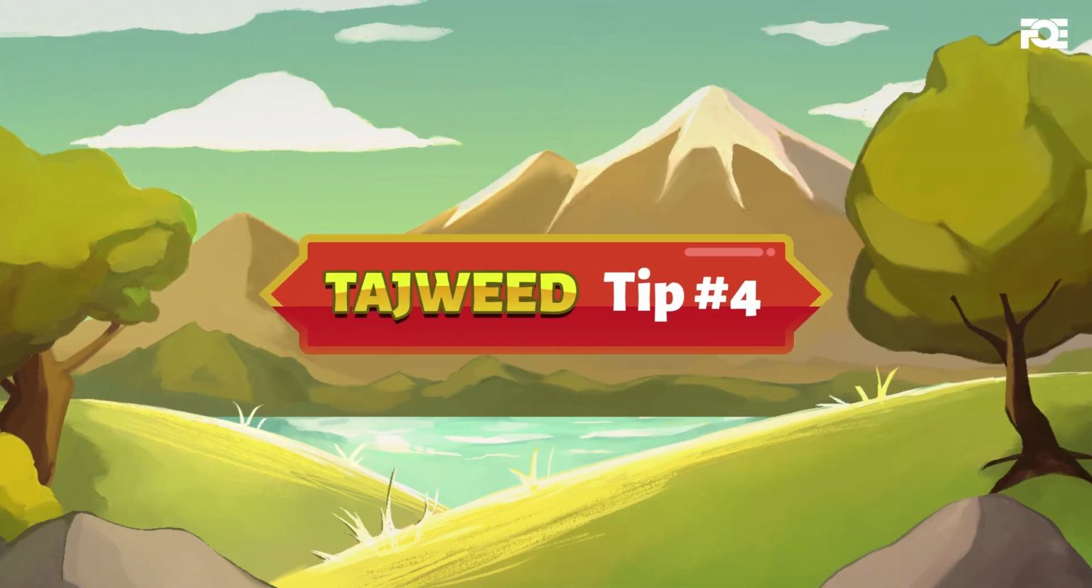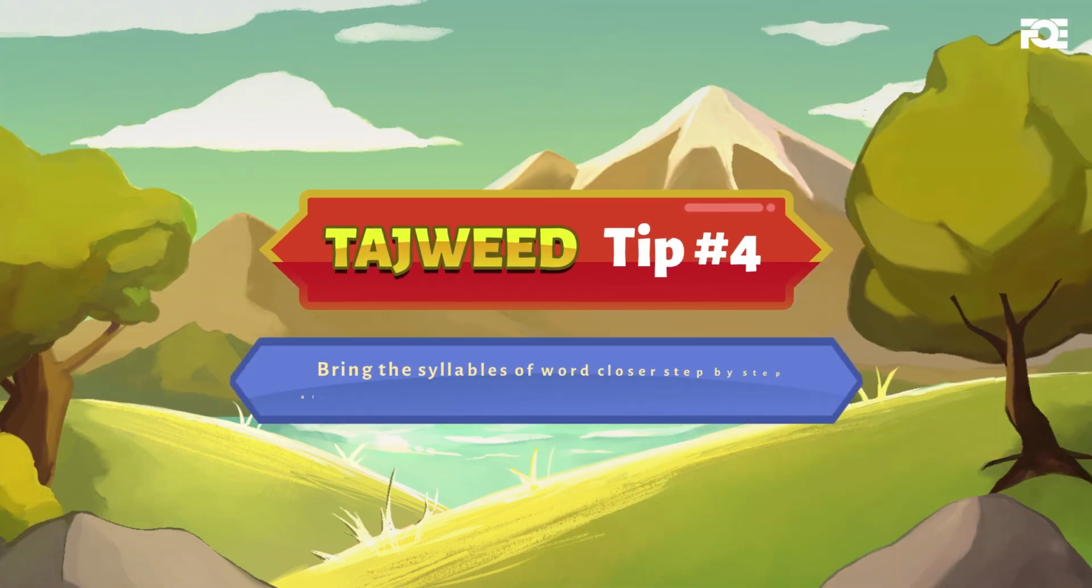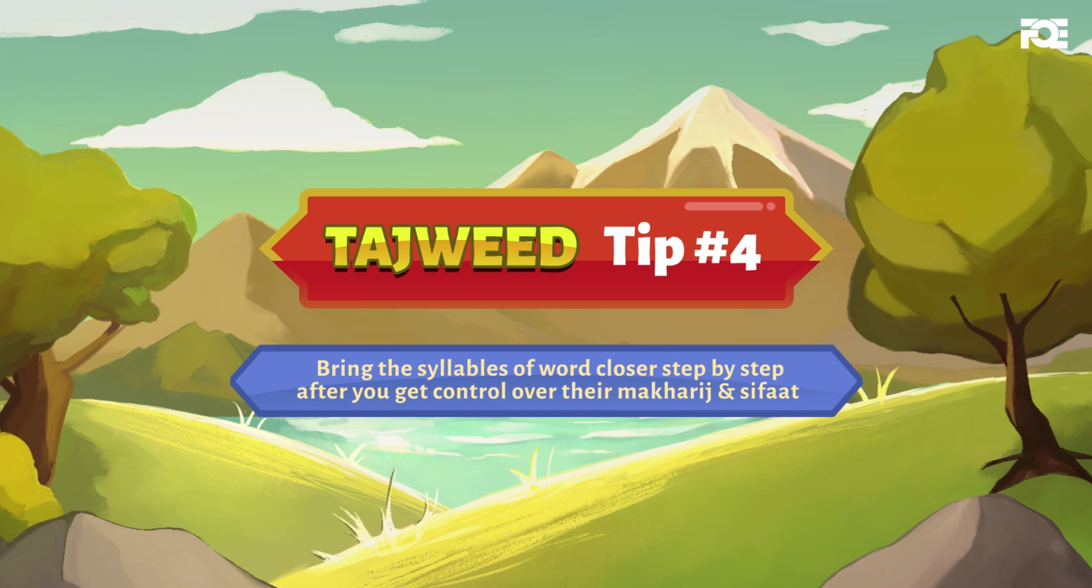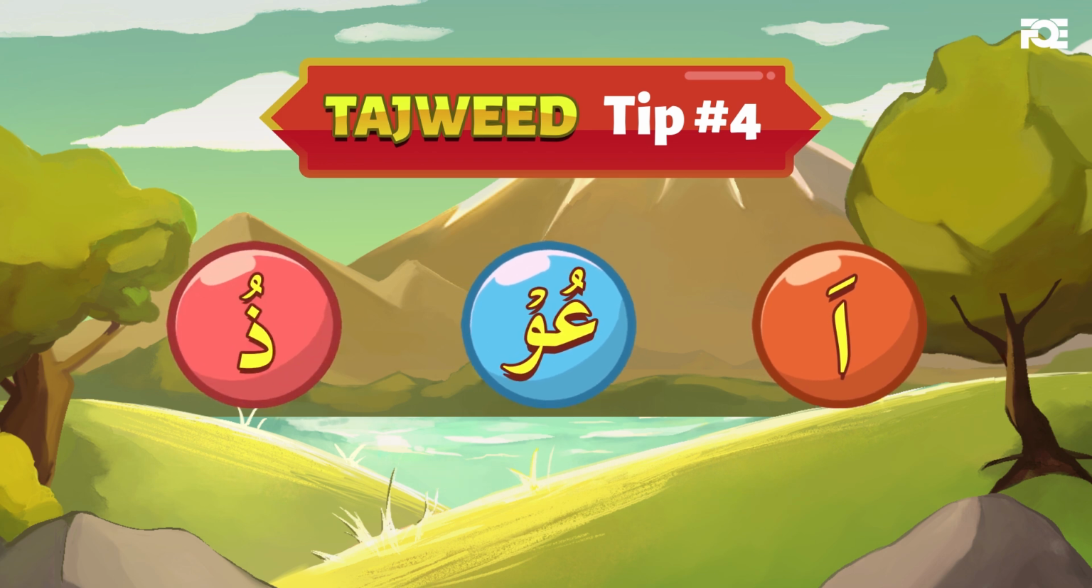And here is Tajweed tip number 4. Bring the syllables of word closer, step by step, after you get control over their makharij and sifat. So we'll do it step by step. Repeat after me.